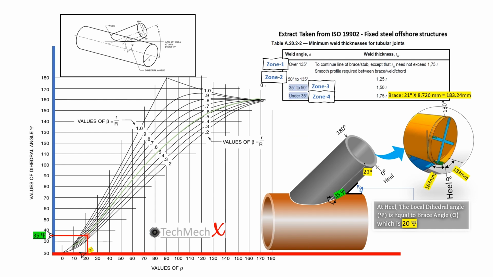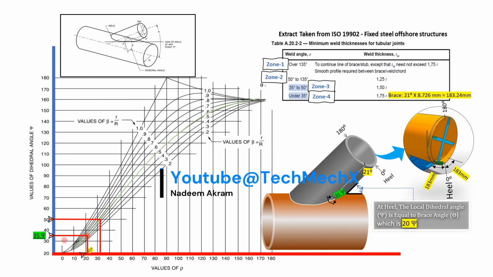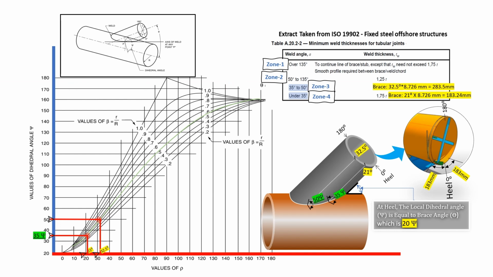For zone 3 we have a range of 35 to 50 degrees. So now the parameter division of the stub for a 50 degree dihedral angle is to be found out. The resulting parameter division is 32.5 degrees. From zone 4, 100.5 mm on both sides will be zone 3. The required weld size should be 1.5 times the brace thickness.